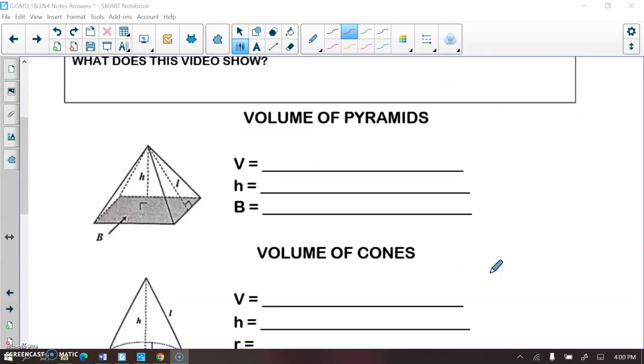All right, so volume of pyramids. You should have learned in that YouTube video that it takes 1/3 of a prism to fill up a pyramid. So the volume formula for a prism was the area of the base times the height. So the volume formula for a pyramid is 1/3 the area of the base times the height, where h is the height of your pyramid. We're doing pyramids right now. And b is the area of your base.